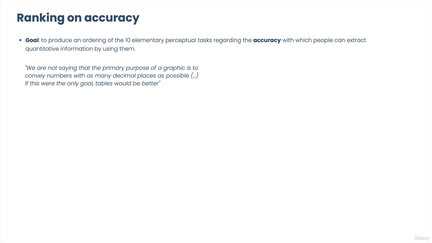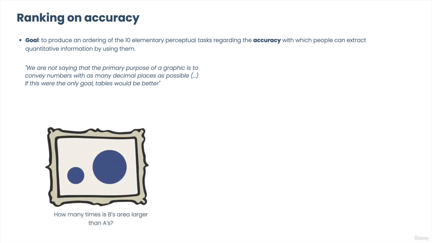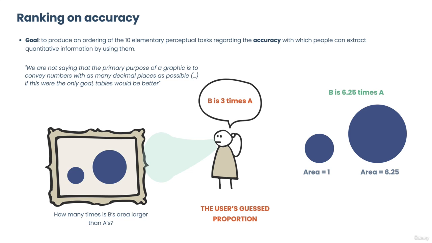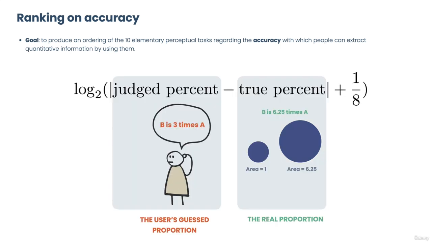Okay, so to obtain this ranking, they presented graphical perception tasks to different subjects, like we did in the previous lessons, and they asked different subjects what their guesses were. This information would be the user's guessed proportion. Because the authors drew those tasks, they knew the correct proportions of each example, they knew the real proportion. So in short, they used a formula to calculate the differences between the user's guessed proportion, described in the formula as the judged percent, and the real proportion, or the true percent.